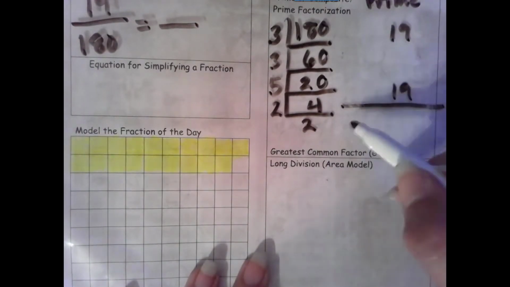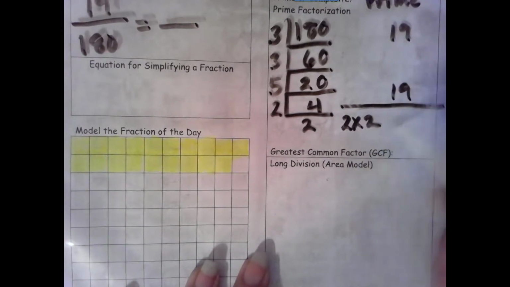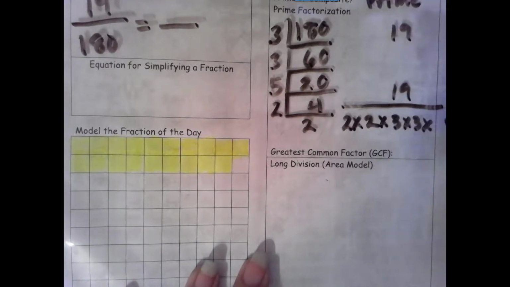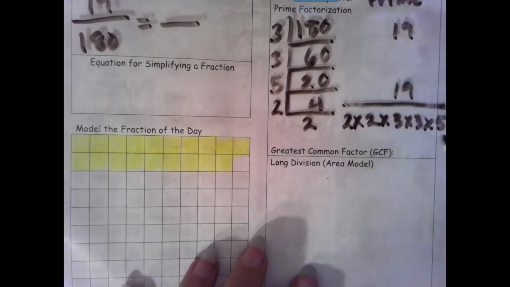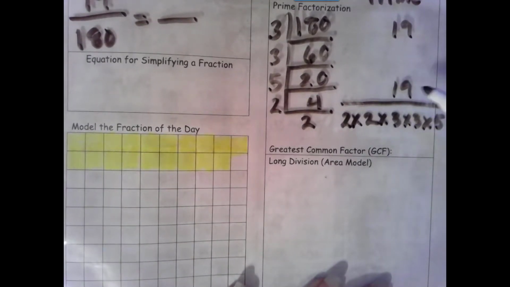So let's go ahead and list our prime factorization from least to greatest. 2 times 2 times 3 times 3 times 5. So prime factorization has to do with the multiplying, that expression there, and all the factors are prime numbers. Now let's see if there's anything in common between 19 and 2, 2, 3, 3, 5. Do you see anything in both? No. So that means our greatest common factor is 1.